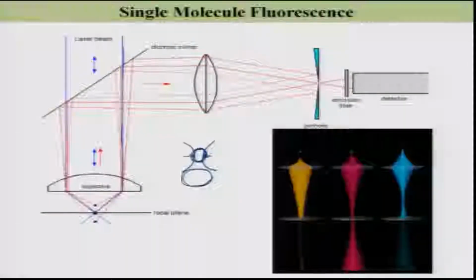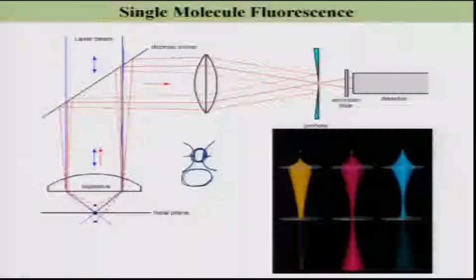If you follow this line with a basic knowledge of optics, you see this red light passing through this pinhole and reaching the detector. That means the fluorescence originating from this position, this focal plane, is reaching the detector, because the pinhole position is over here.